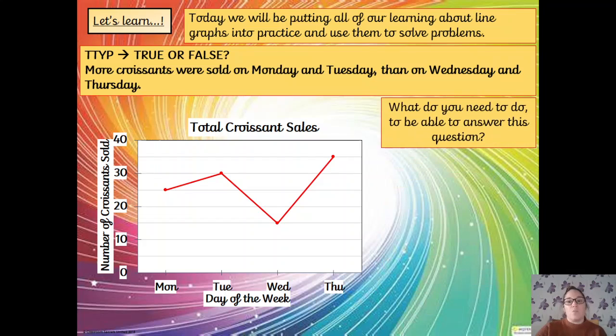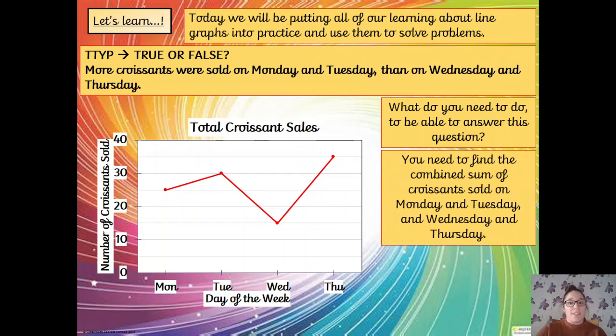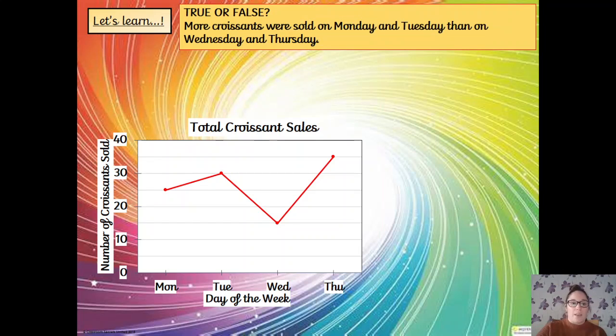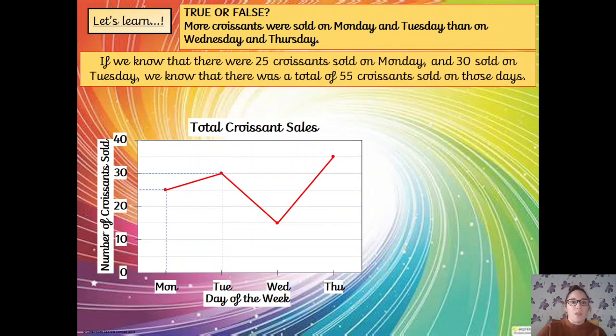Okay, so what do we need to be able to do to answer this question? Hopefully you would have worked out that you need to find the combined sum of croissants sold on Monday and Tuesday and Wednesday and Thursday. We need to know that before we can do anything else. Okay, so if we know that there are 25 croissants sold on Monday and 30 sold on Tuesday, we know that there was a total of 55 croissants sold on those days.